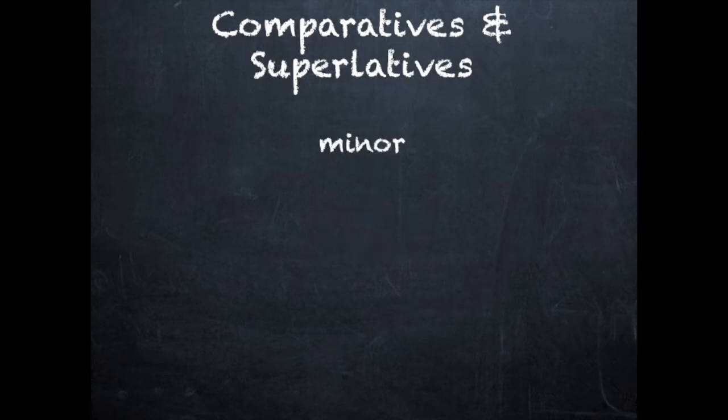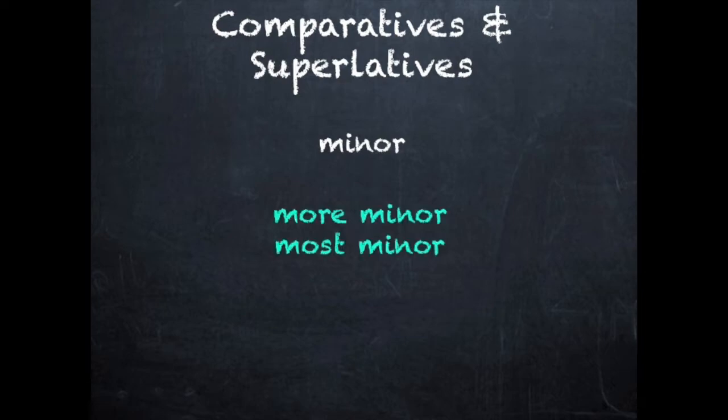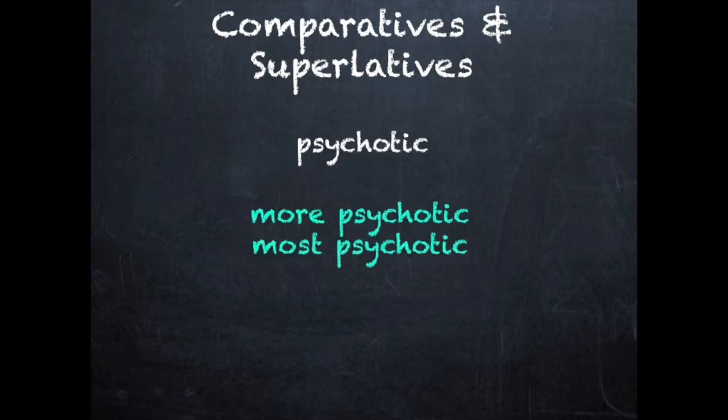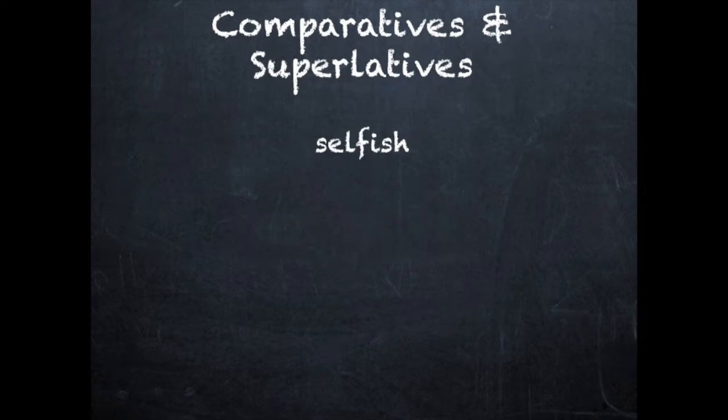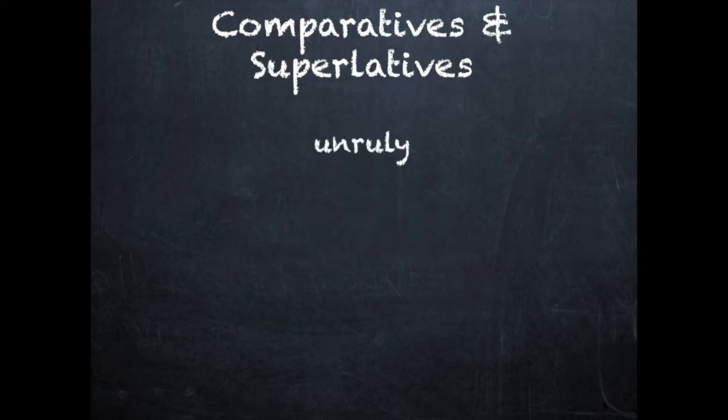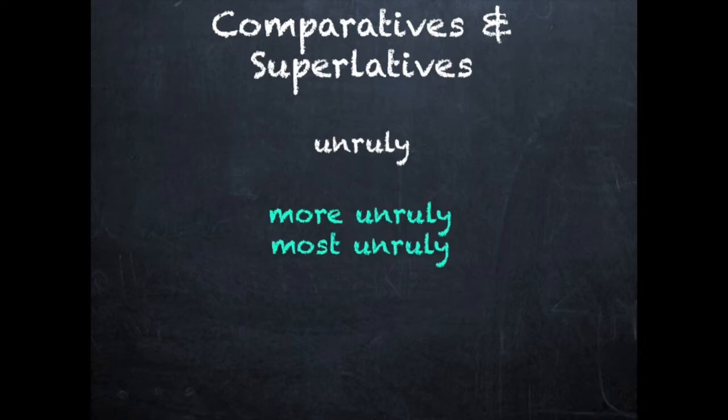You've got minor. That's two syllables, but no Y, so it would be more minor and most minor. Psychotic. That one, three syllables, so you've got to go more psychotic and most psychotic. Selfish. Two syllables, no Y, so it would be more selfish and most selfish. Unruly. That has three syllables, so you do more unruly and most unruly.